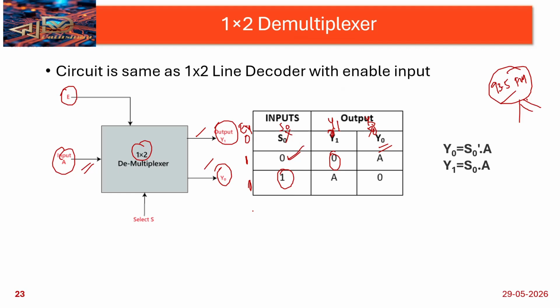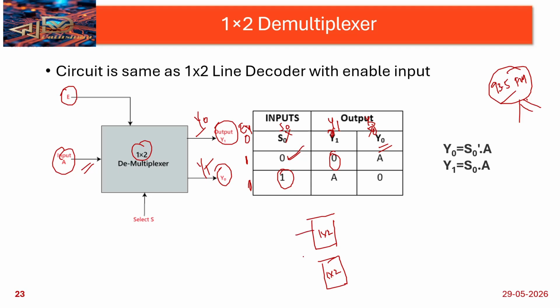You can write anywhere, no problem, but the total should be correct. This is Y0 and this is Y1. Zero is given, and the output will be obtained accordingly. See, this is my 1 by 2 demux.